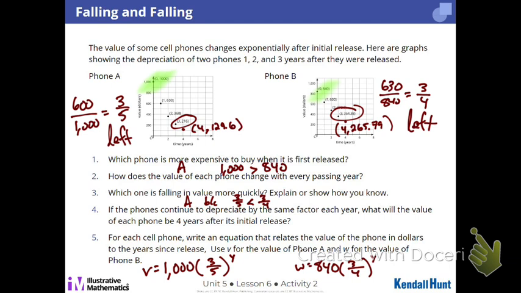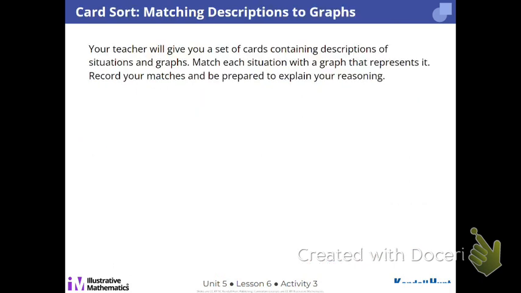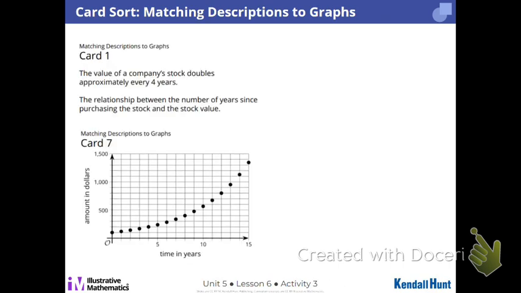One last thing to do today. I'm going to give you a card sort. It is your job to match the situation with the correct graph. Okay, so the first match I have is card 1 with card 7. You'll see it says it doubles every 4 years. So if at year 1 I was at 100, it makes sense to be year 4, 200. So this is the point I looked at to make this match. Good? Yep.